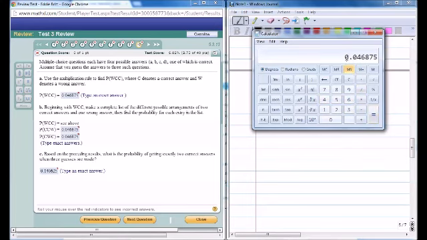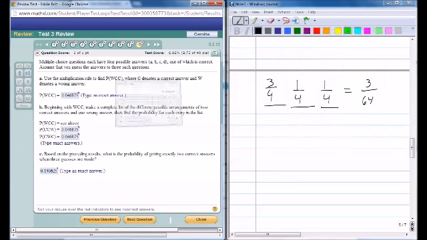And we got 0.046875, and it wants the exact answer. So make sure you don't round, type in that exact answer. Now, beginning with wrong, correct. Make a complete list of the different possible arrangements of 2 correct answers and 1 wrong answer and find the probability.